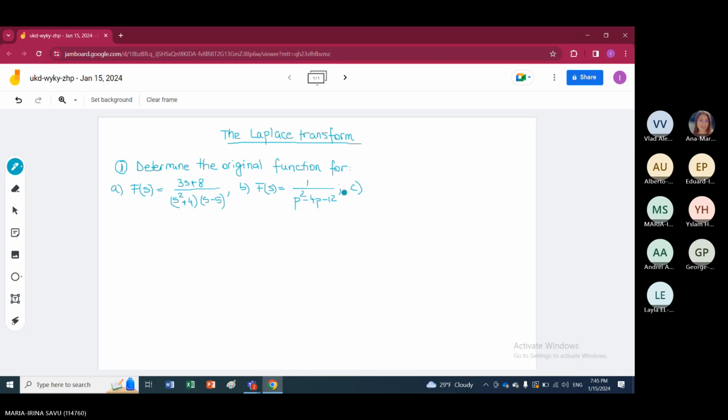C. Oh, sorry, F of s squared minus 4s. D: F of s, let's see, is 1 over s squared plus s plus 5 times s minus 1. And I think that it's enough for the beginning. Then we'll see other examples.